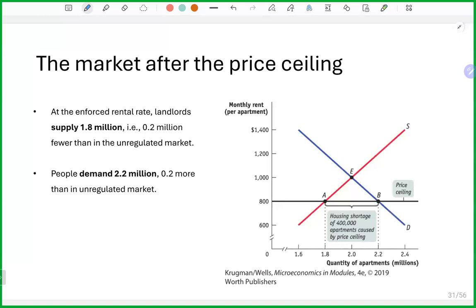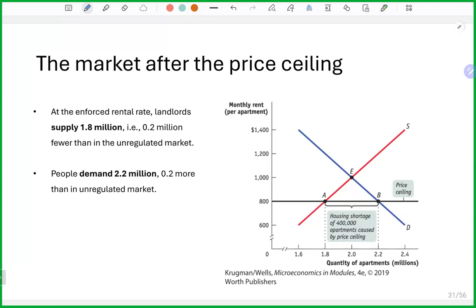Let's change the situation this way. You're living in a $1,000 unit, but now you're paying only $800. That's good for you. However, you're looking for an apartment, or rental housing, but you haven't found one yet.